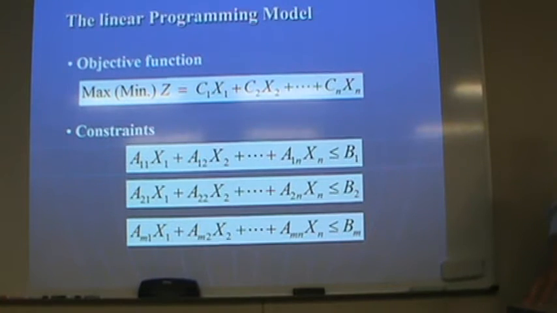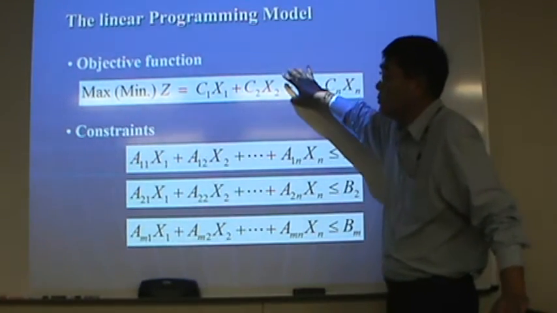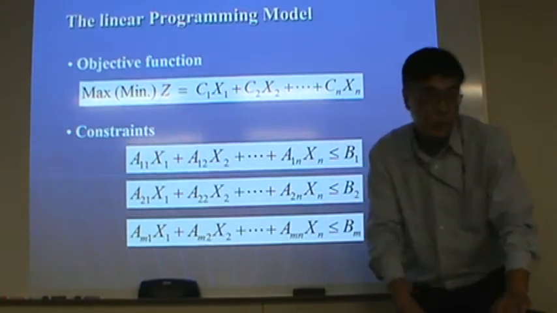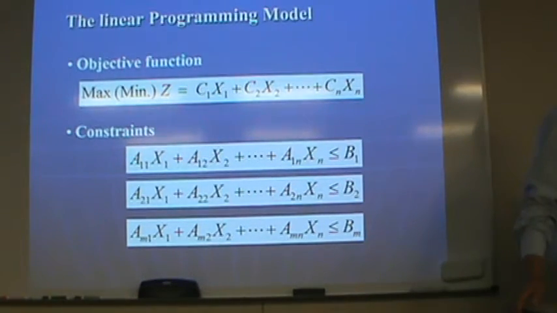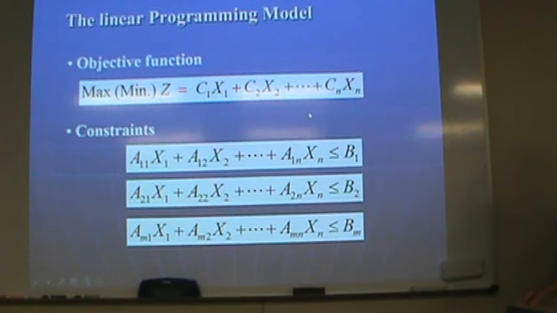There are two parts: objective function and constraints. The objective function looks like this, and the constraint part is this. Okay, let's do this formulation step by step.